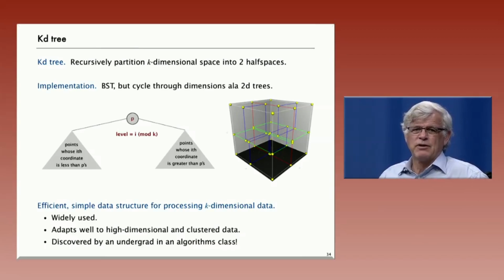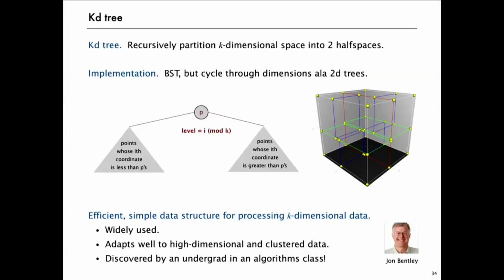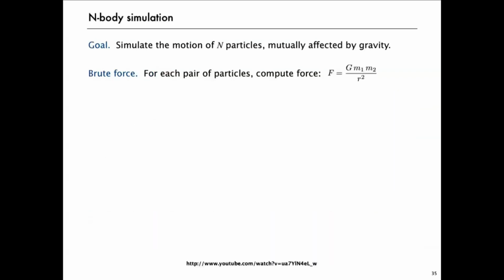And also one point to make for this class is that this algorithm was discovered by an undergraduate in an algorithms class. So that's John Bentley, who discovered this while an undergraduate at Stanford. So it's a simple idea, but expert scientists were struggling with dealing with huge amounts of geometric data, and Bentley found this way to process it efficiently that's been widely used ever since.